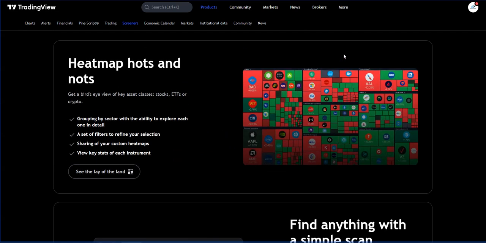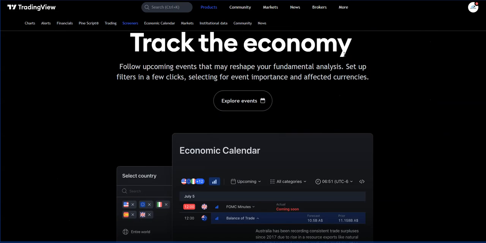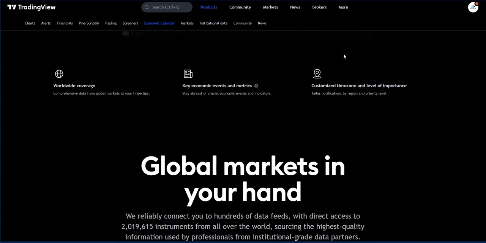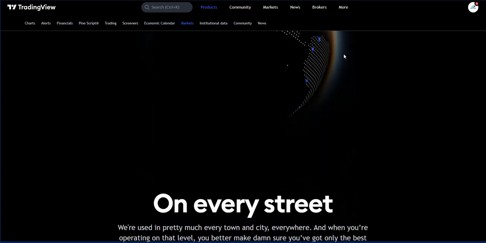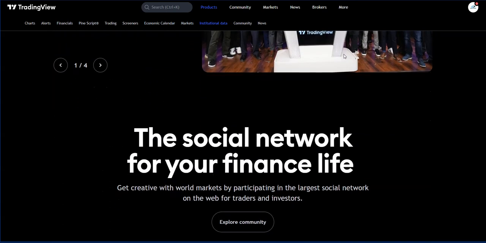I love these heat maps, and we're going to go over that in a second. But just look at this stuff that I'm going through. Track the economy. You could always favorite the economy that you like the most and things like that. It's really top notch.